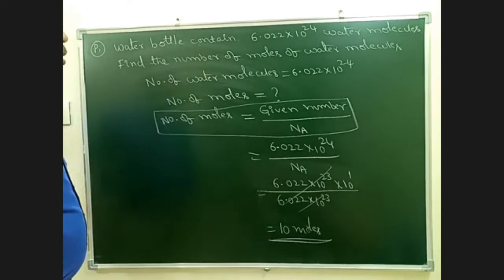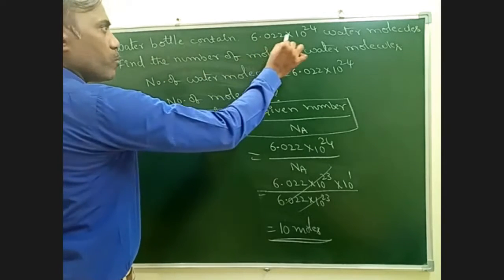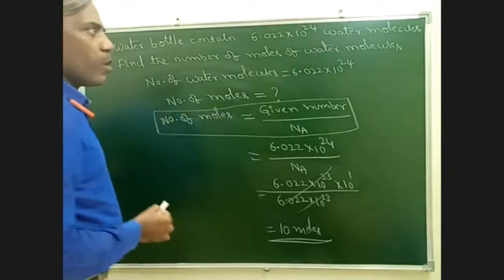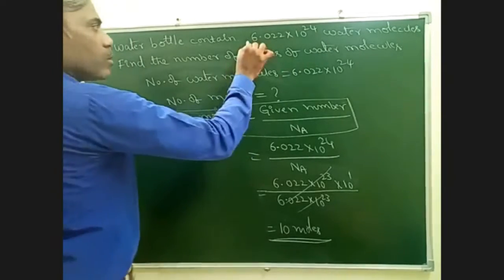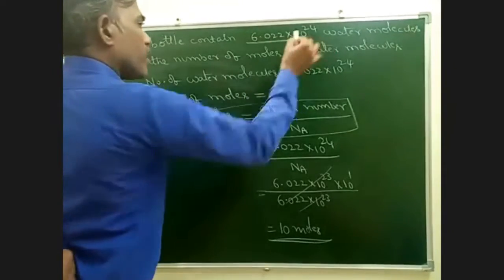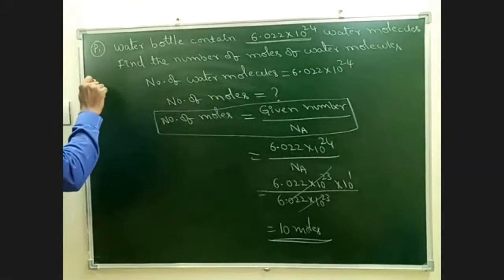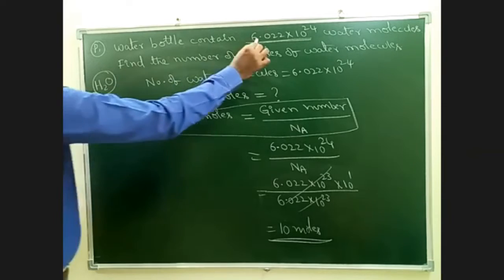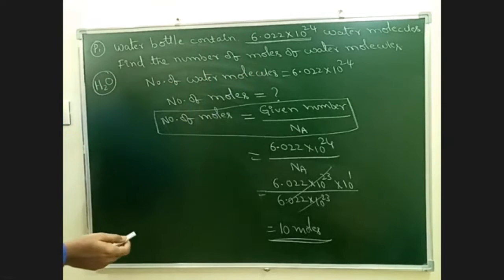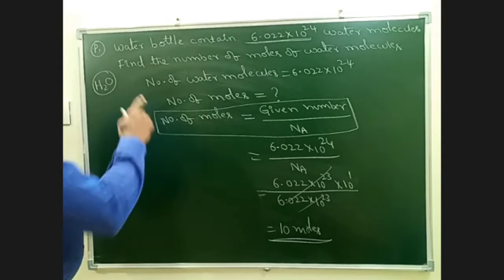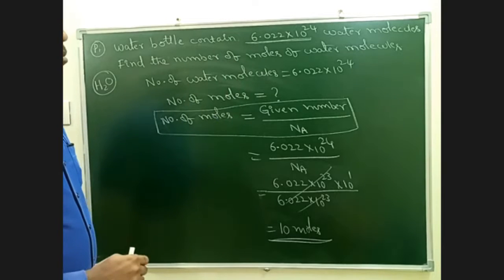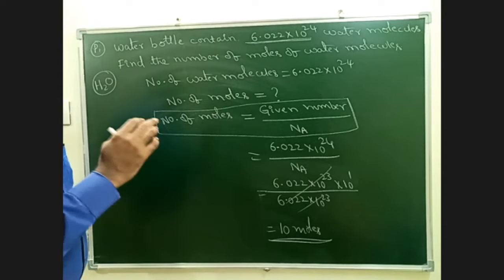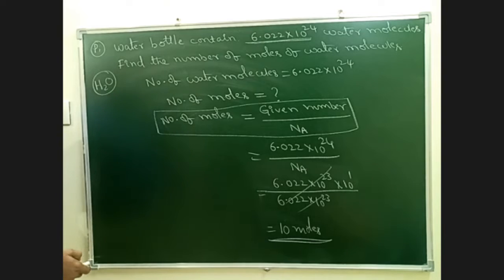A water bottle contains 6.022 into 10 power 24 water molecules. So the bottle contains this many water molecules. Water molecule means H2O, right? So this many water molecules are there. Now I want the number of moles of water, the number of moles of water molecule.